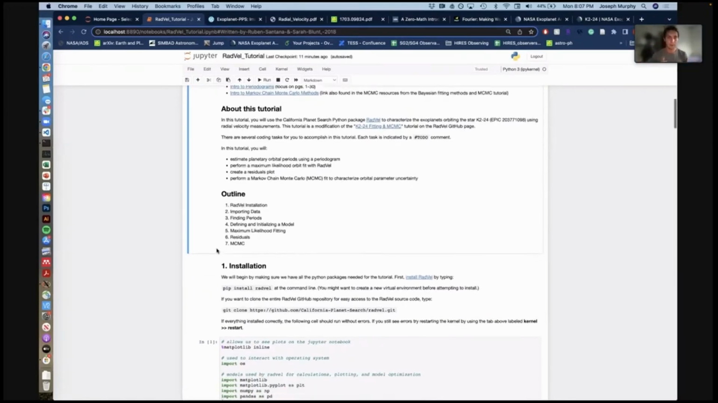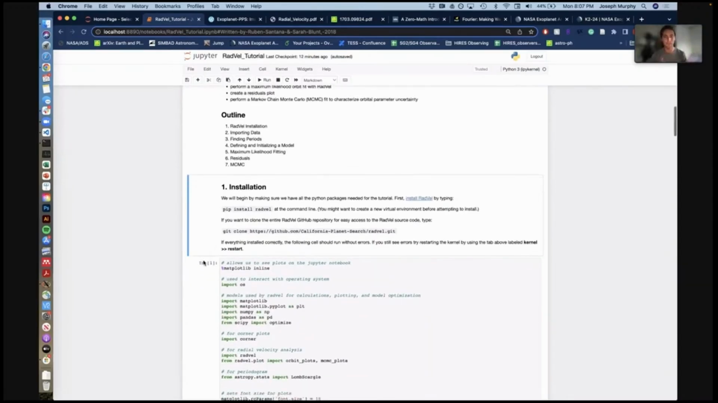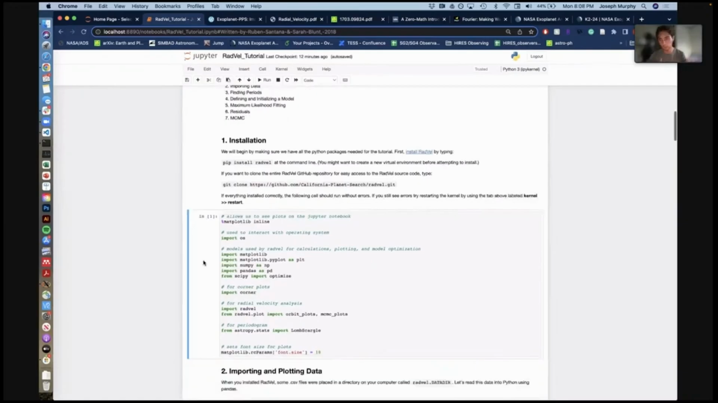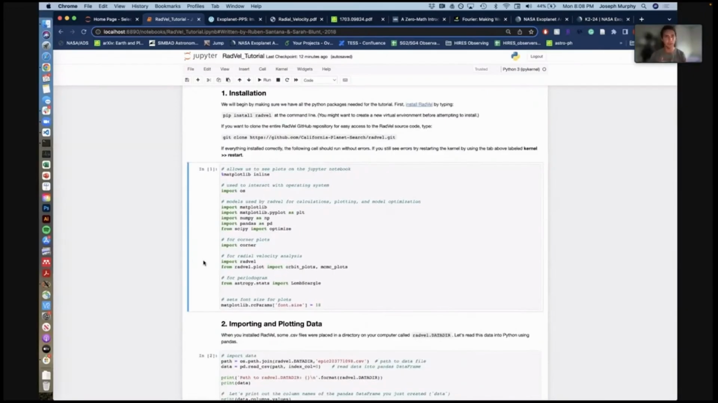So let's just skip right down to it. The install, I already have this installed on my machine, but it should be fairly straightforward. I would recommend you create a virtual environment, maybe a new virtual environment before you install Radvel, but you can install it from the command line using pip. You could also git clone the Radvel repository from GitHub. That would give you the most up-to-date version of the code. But however you want to install it, give that a shot once you're done watching this video. It should be fairly straightforward.